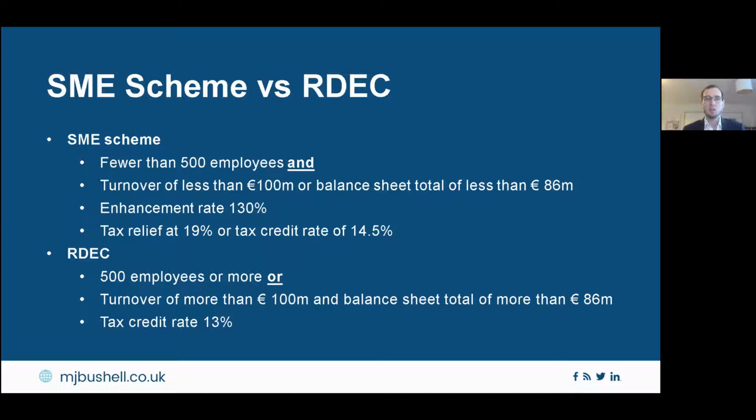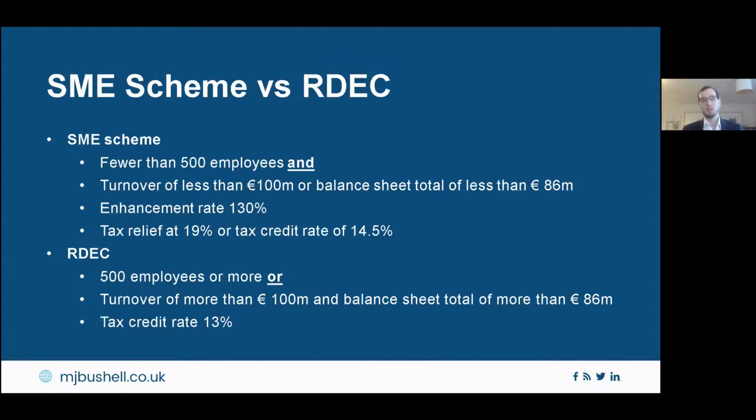The enhancement rate for this scheme is any qualifying R&D costs that you identify, you'll get to enhance them by an additional 130%. And then that flows into reducing your corporation tax at a rate of 19%, or if you're loss making, can turn into a tax credit of 14.5%. Again, we'll look at some calculations later on where you'll be able to see how this works.